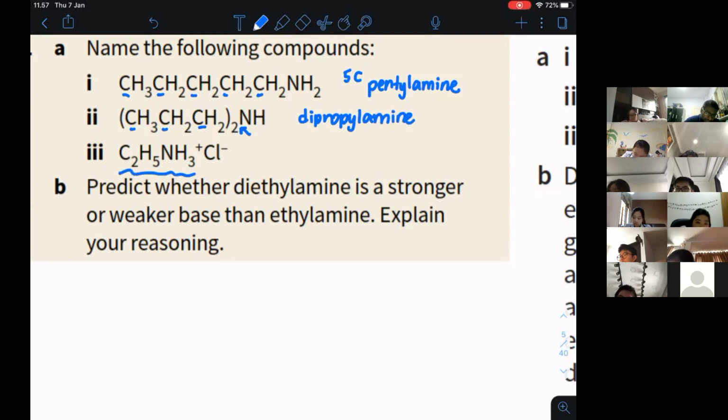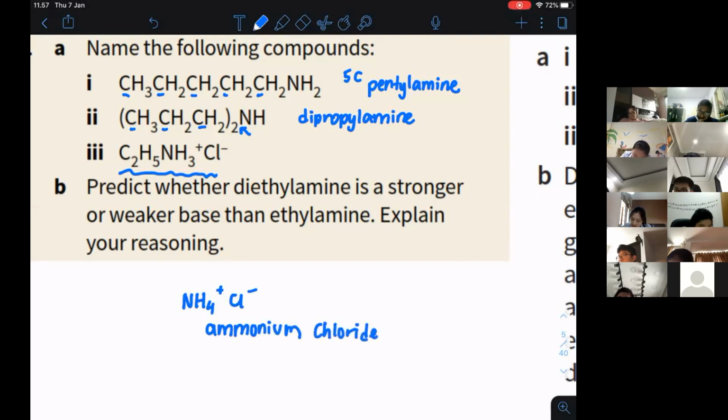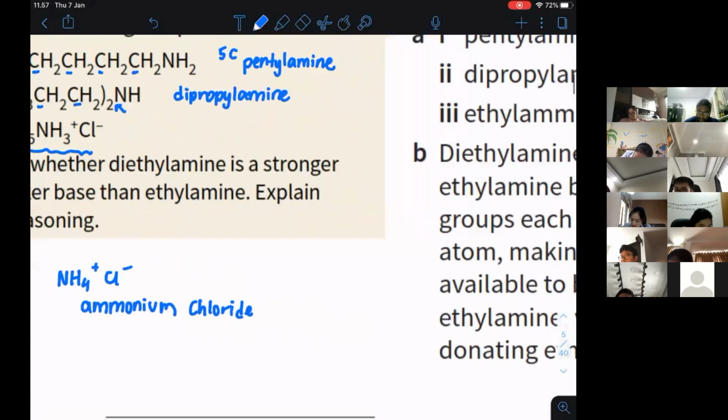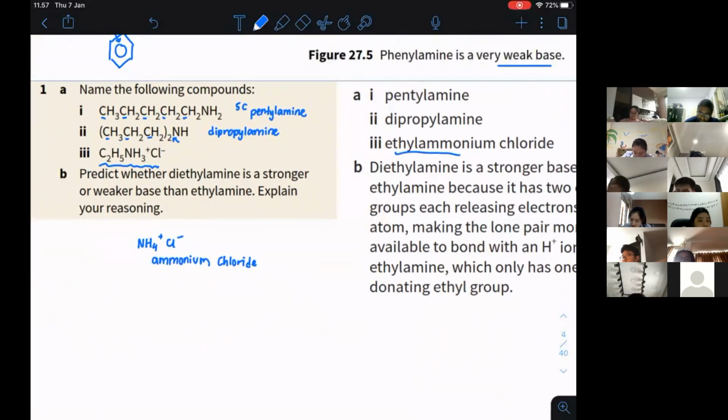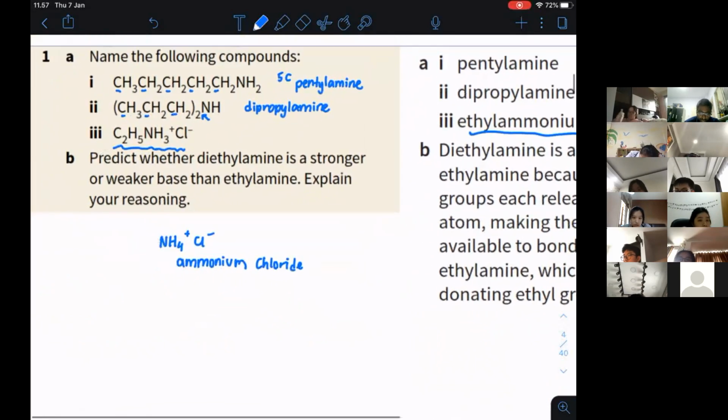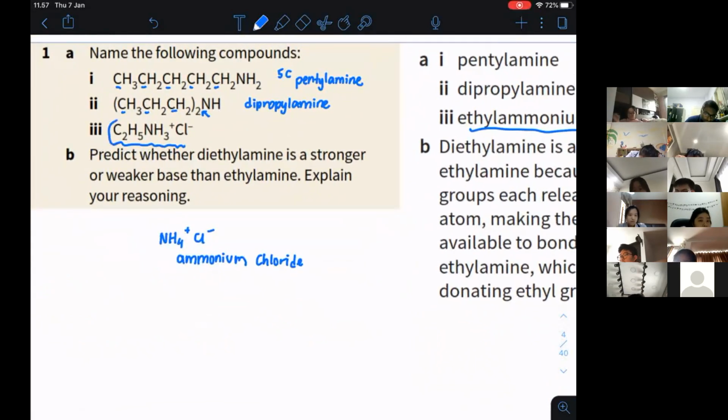To answer this kind of question, this one is similar to this: NH4 plus and Cl minus. So we call it ammonium chloride. So here, if I want to write down, the answer is ethylammonium chloride. How do I know? So this one is the ethyl group.